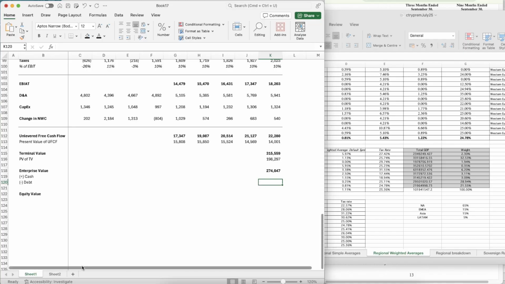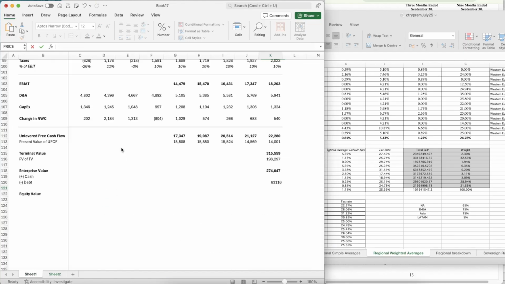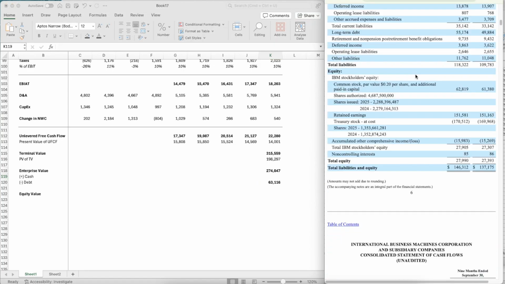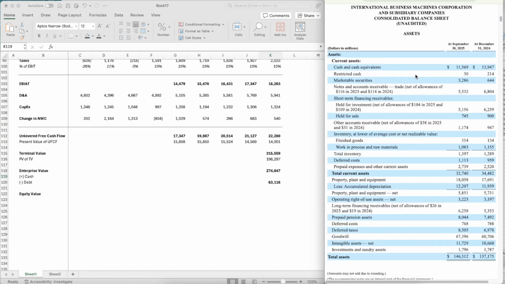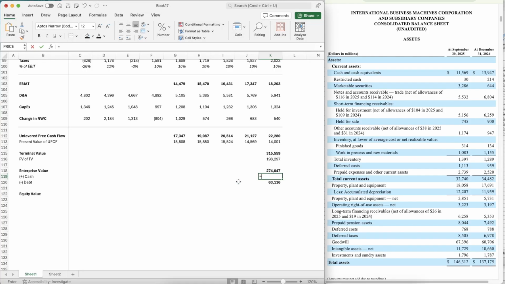So we know what the debt is, because we've looked at it for the WACC, we just go onto our WACC page, 63 billion. Now, where do we find the cash? We find that on the balance sheet. Here. Cash and cash equivalents. That's what we want. And yeah, marketable securities. So all of these can be, if they need to meet short-term liabilities, converted to cash pretty much instantly. So equals 11,569 plus 30 plus 3286. Yeah, I've got that right.